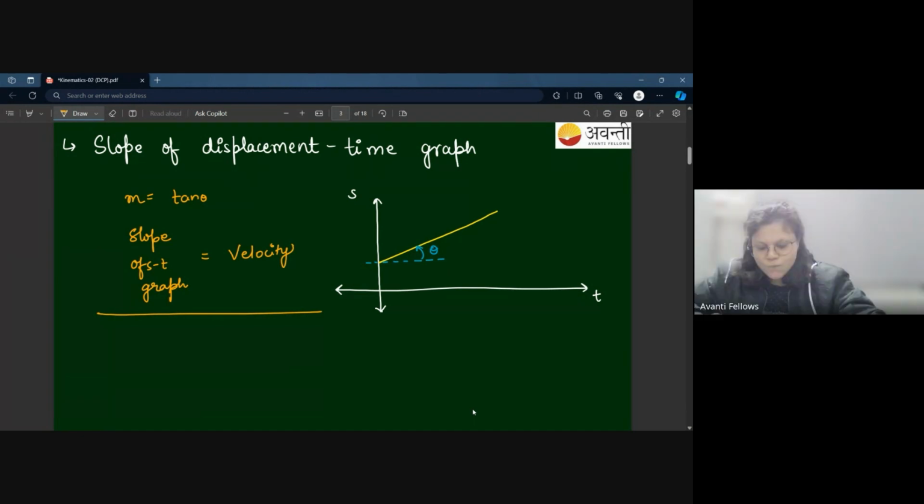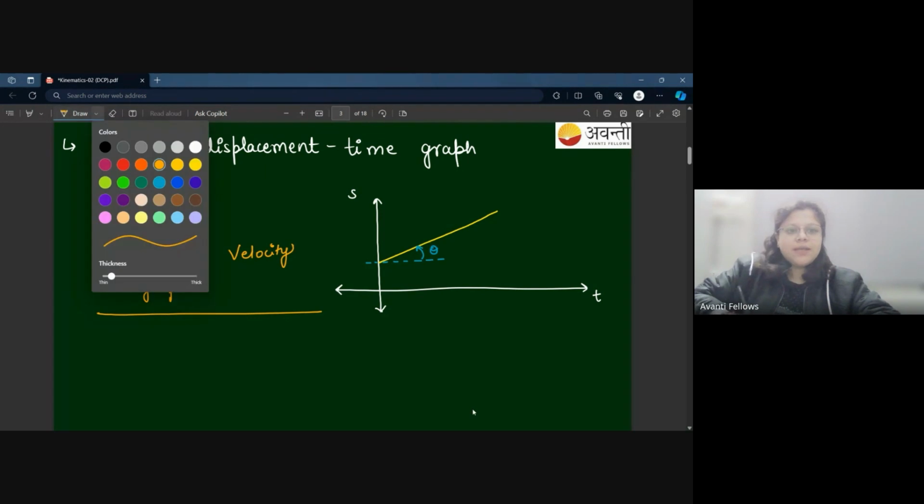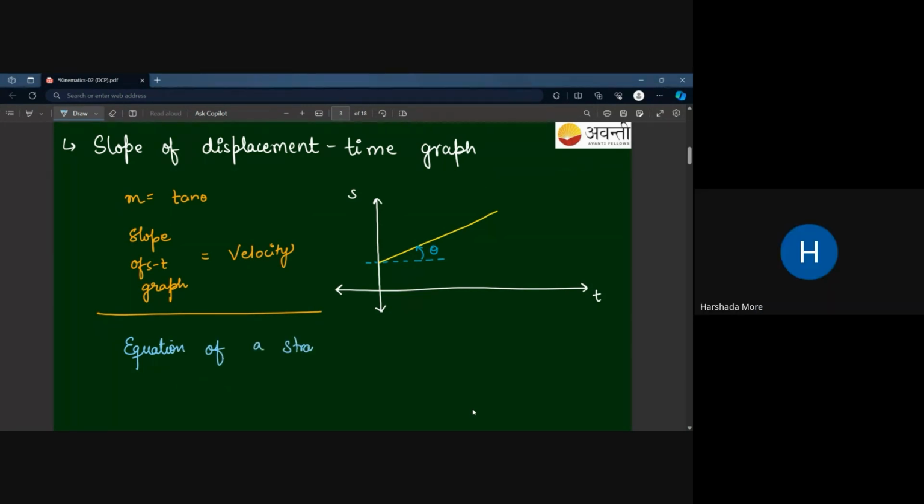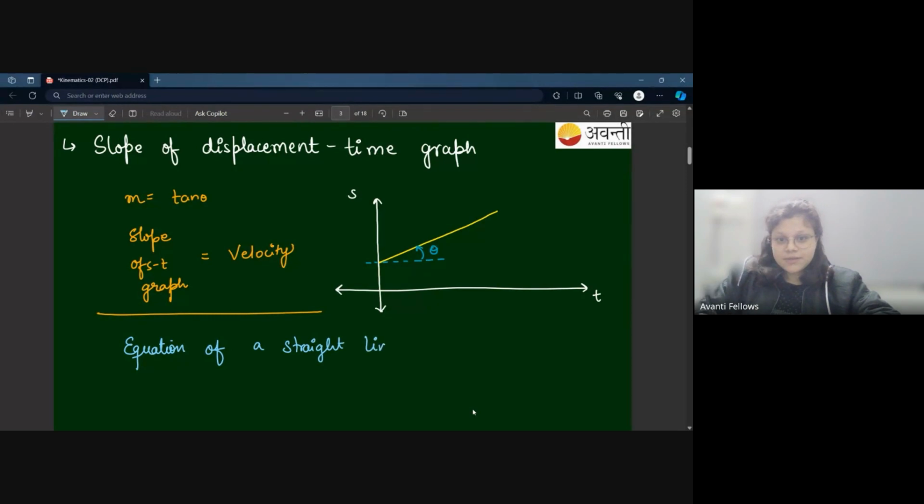Cool. Always remember, I believe around 70% of the questions that you are going to deal with under this topic belong to a straight line. So for that matter, you should know the equation of a straight line. This is the equation of a straight line: y equals mx plus c, where y and x are the coordinates, m is the slope and c is the y-intercept.